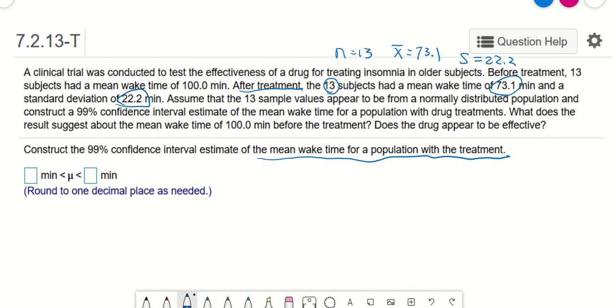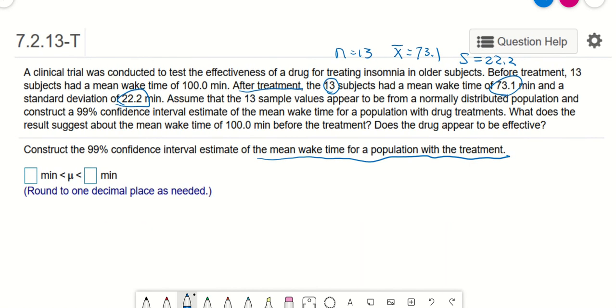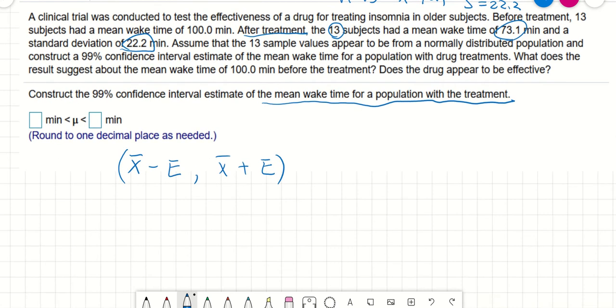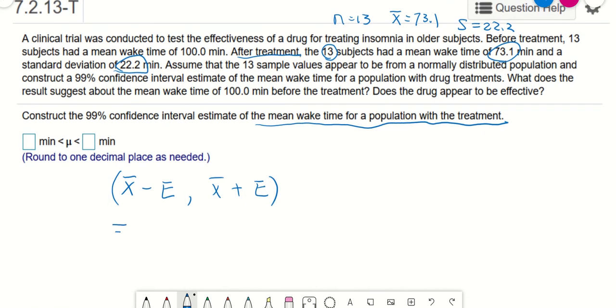And we know for this confidence interval, the center will be the best point estimate, which is the sample mean, right? And the confidence interval will be the sample mean minus E, which is the margin of error, to the sample mean plus E. So how do we calculate the E? Well, we use this formula. E equals t alpha over 2 times s divided by square root of n.